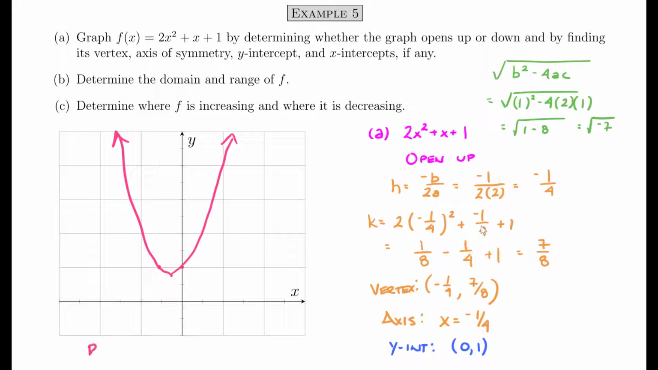The range, because the graph opens up, we look at the y-coordinate of the vertex, which in this case is 7/8. And this graph will go up to positive infinity. Remember, if it opens down, it's negative infinity up to the y-coordinate of the vertex. And the function is increasing on the interval from negative 1/4 to positive infinity.